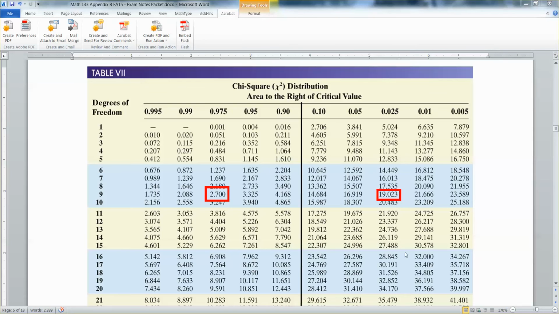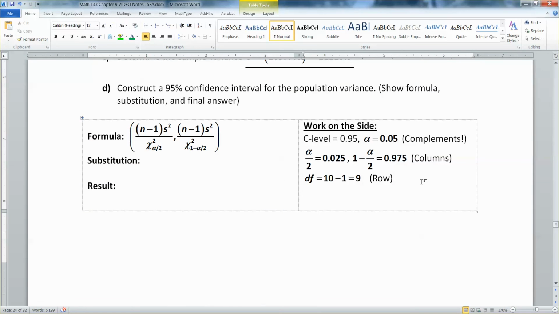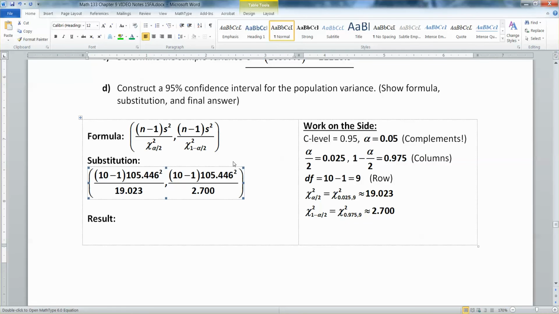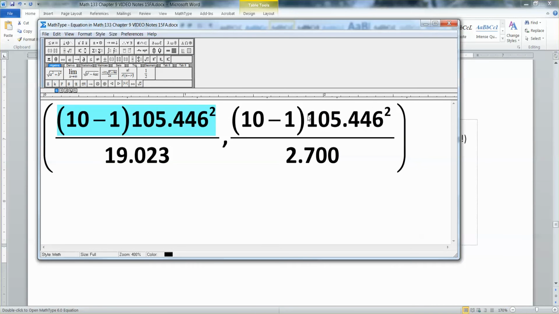One of them is the one on the right, the 19.023, and one is the one on the left, the 2.700. Now that gives me the values that I'm going to plug into the bottom of my formula here. So I have (10 take away 1) times 105.466 squared divided by 19.023 or 2.7 respectively. The numerators, interestingly enough, are exactly the same for both of them, right? Now, if you don't want to write 105.446 squared, you could actually write 1 is the number we found up above.